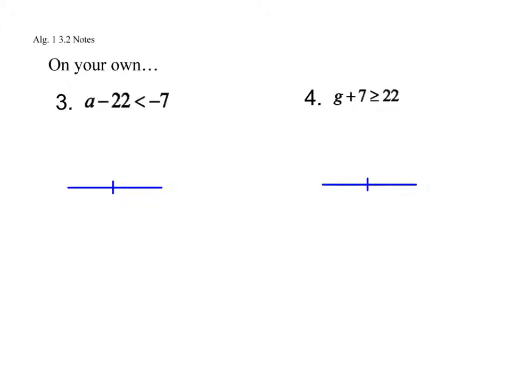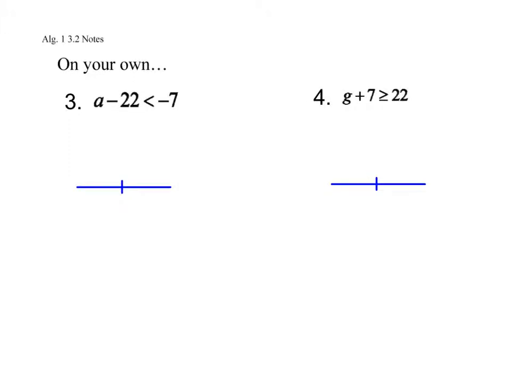I realize that number 3 says do this one on your own, but I'm going to go ahead and show you how to do it. So we've got a minus 22 is less than negative 7. I'm going to add 22 to both sides of my inequality. And then I'm left with a is less than negative 7 plus 22. Or the other way you could think about that is 22 minus 7. When we do that one, we're going to end up with a positive 15.